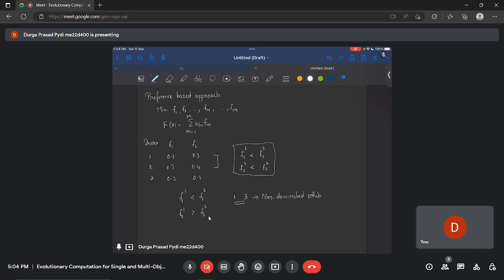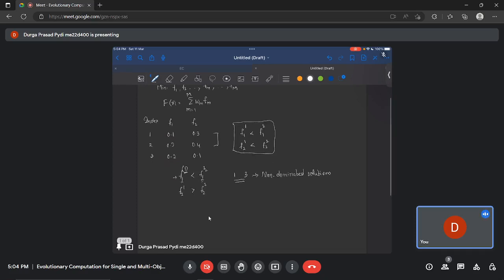What is this f1 dash? I'm saying f1 is essentially for the first individual, the objective function value 1. f1(3) is basically for the third individual, the objective value of function 1.